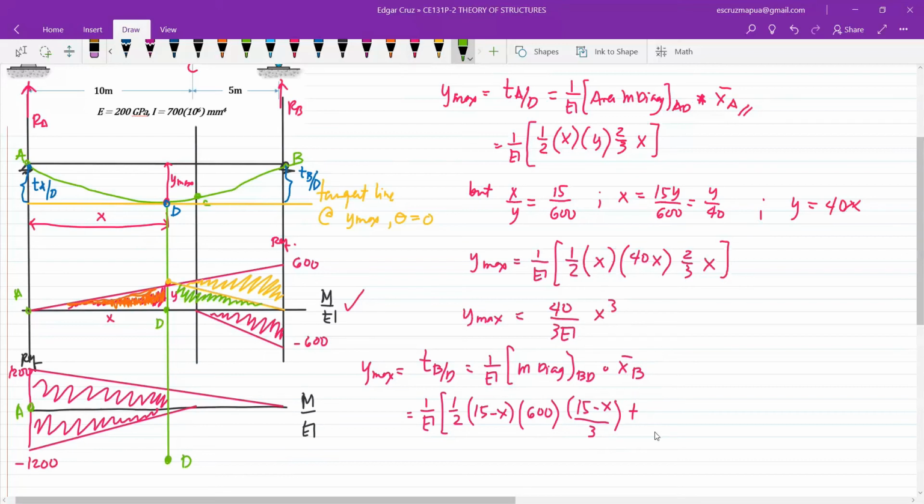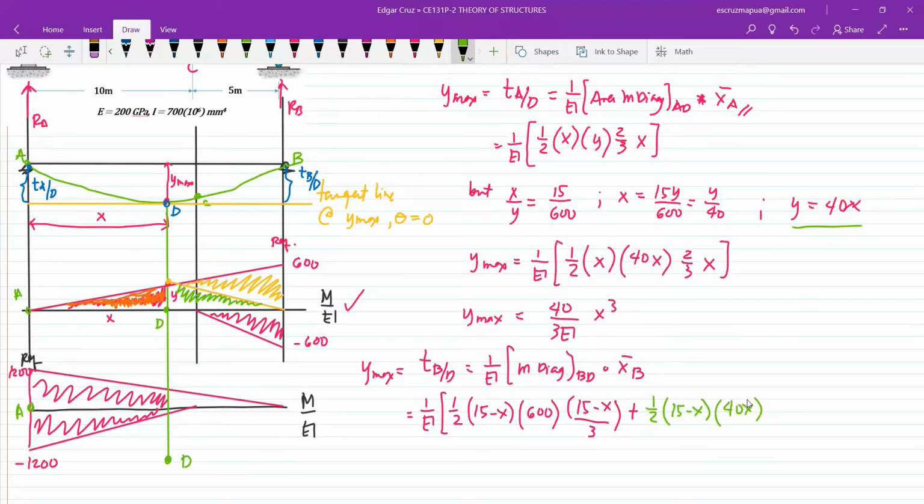For the green triangle, the area is 1/2. The base is the same, 15 minus x. Then the height is y. What is our y? It is 40 times x. Then its centroid distance would be 2/3 of the 15 minus x. Since we are taking moments about B, that is for the green.